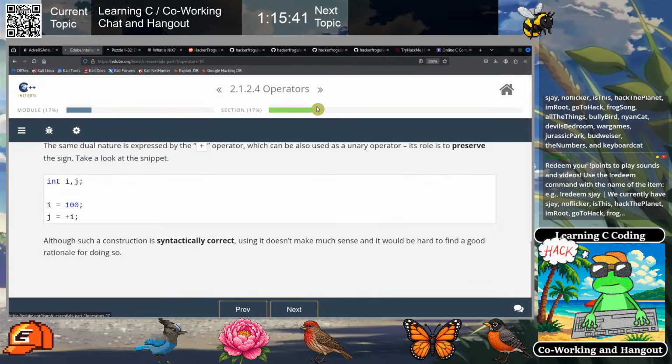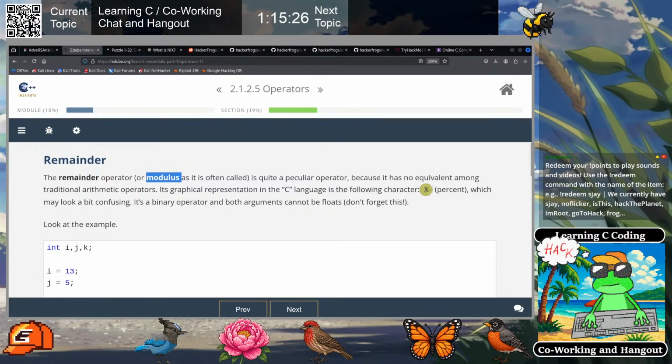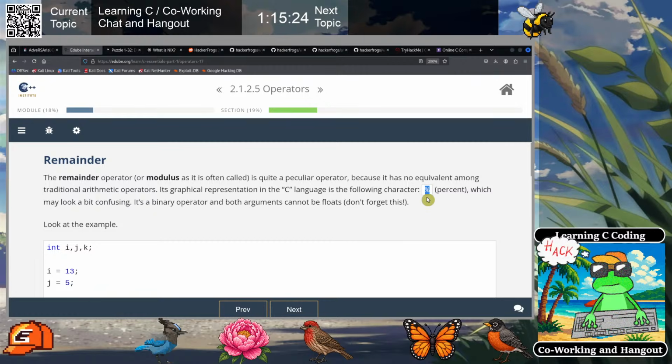Okay, and we'll move on. Remainder. So the remainder operation, or modulus, as it is often called. I've always called this the modulus operator, or the modulo operator, although I guess it's good to get the exact terminology right. So this is modulus, or remainder.